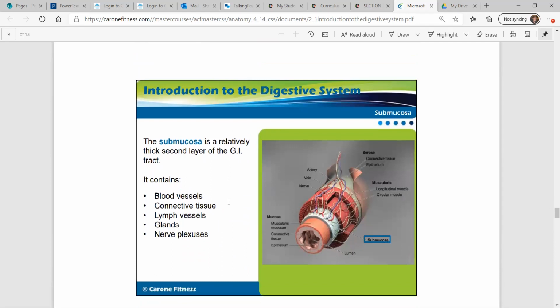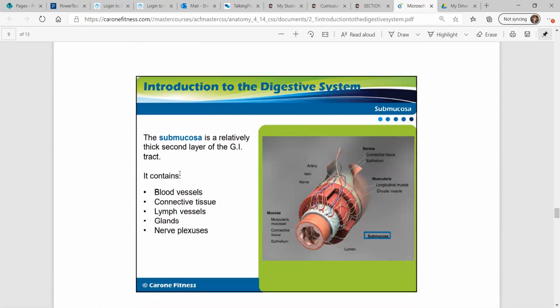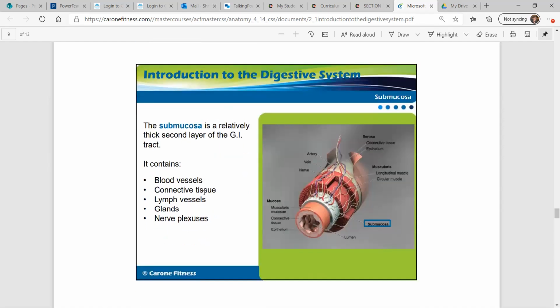Now, above that layer is the submucosa. It's relatively thick, and it contains blood vessels, connective tissues, lymph vessels, glands, and nerve plexuses. So this is the layer right above the mucosa.